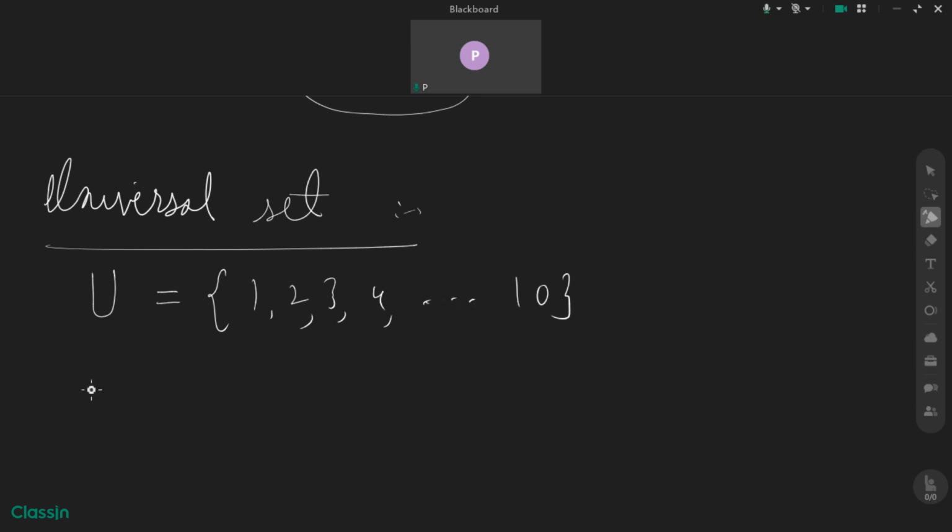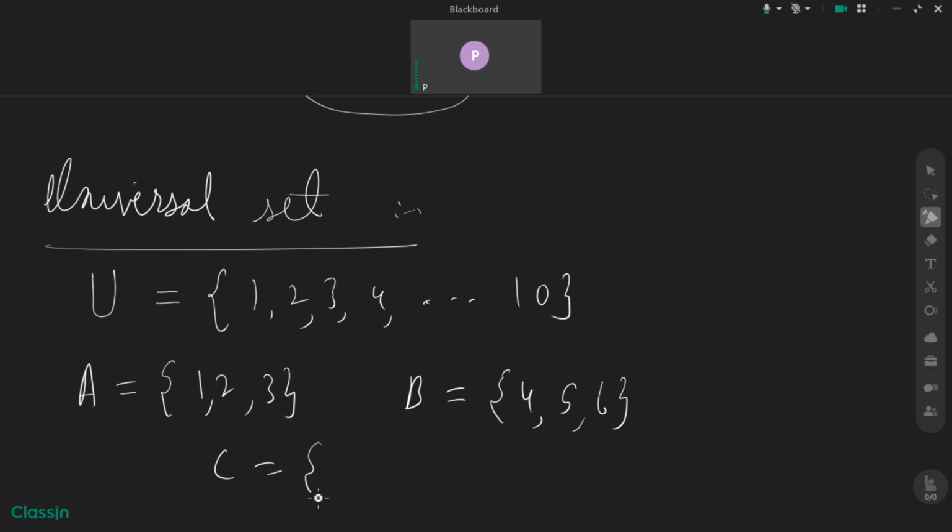Let us take its 3 subsets. Let us say I take A is equal to 1, 2, 3. Set B is equal to 4, 5, 6. Set C is equal to 2, 3, 5, 9. Set D is equal to 1, 9, 10.